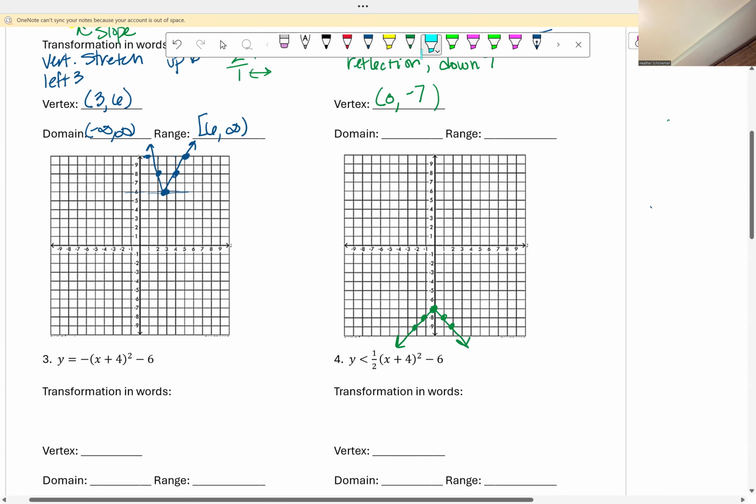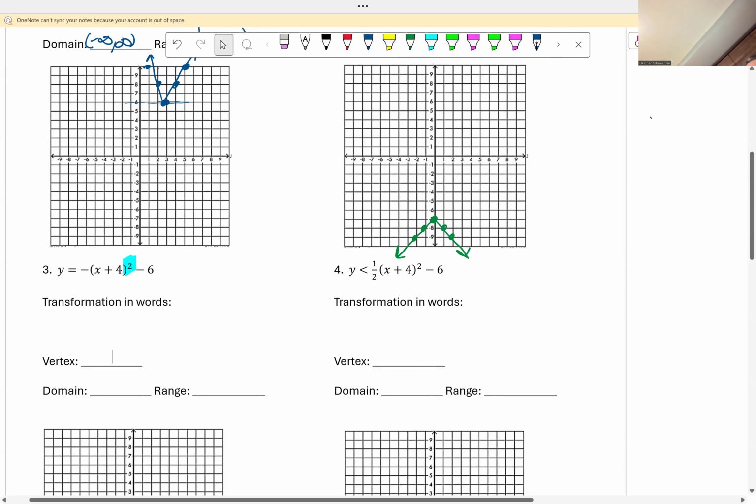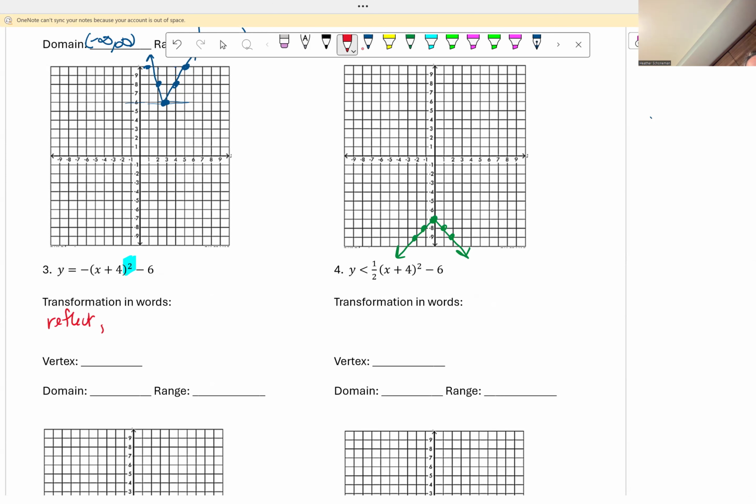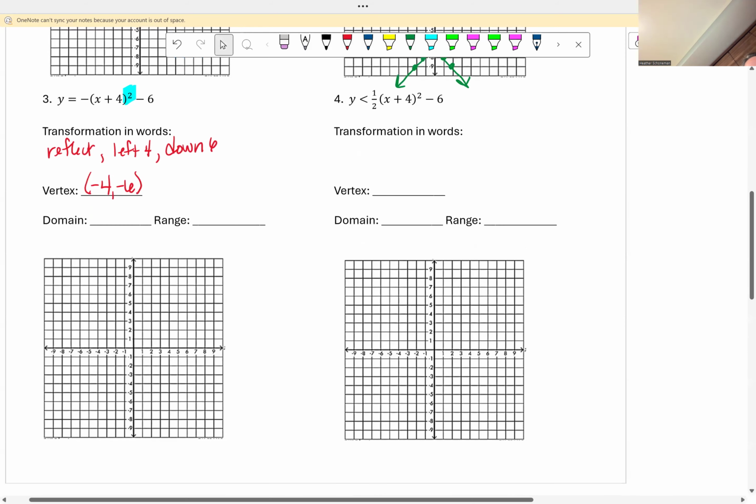These, because they have the squared, are going to be parabolas. So let's talk about what's different here. The transformation here, the negative is the reflection, so we know it's going to be opening down. The +4 inside is going to be left 4 because it's the opposite of what you think with the x. The -6 is going to be down 6. Our vertex is -4, -6. Now let's graph it, and we can write the domain and the range. Oh, which I forgot to do over here.